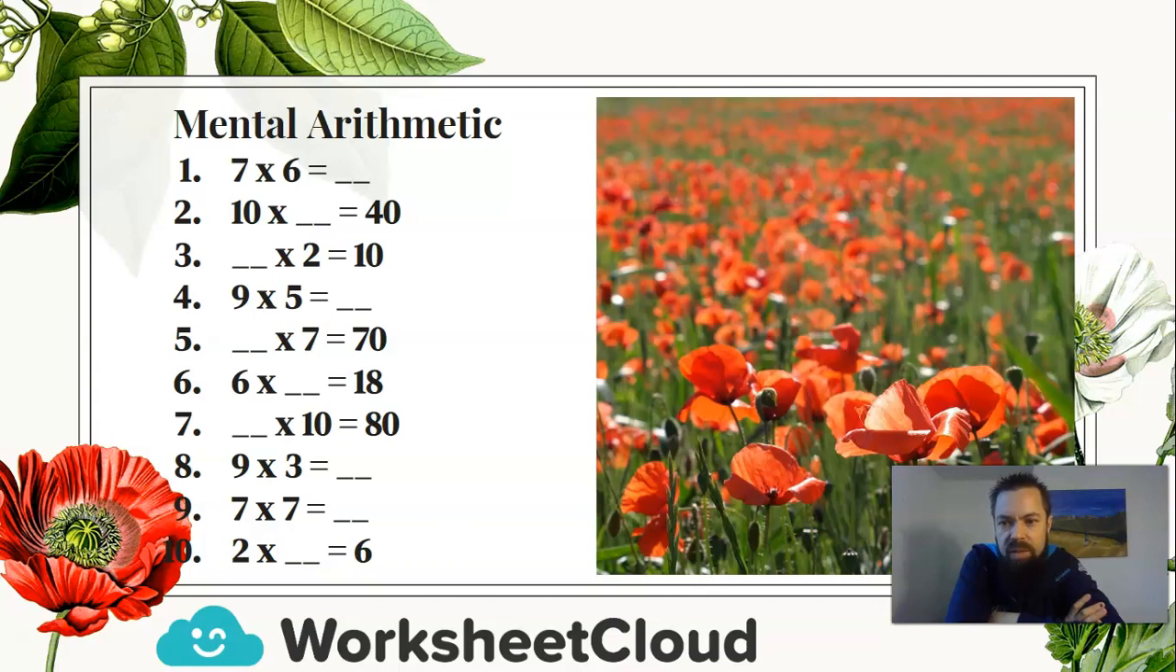Number 4, 9 times 5 is 45. Number 5, 10 times 7 is 70. So the answer to number 5 is 10. 6 times something gives me 18. 6, 12, 18. 6 times 3. 8 times 10 gives me 80. 9 times 3 for question 8 is 27. Number 9, 7 times 7 is 49. Number 10, 2 times something is 6. 2 times 3 is 6.